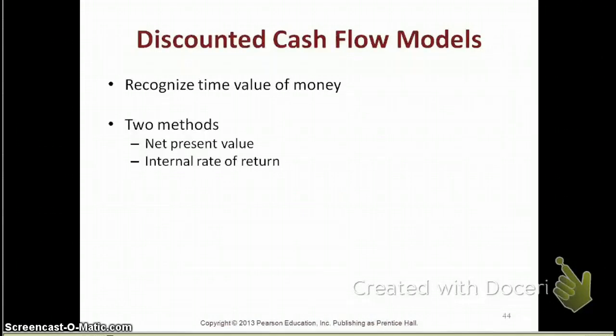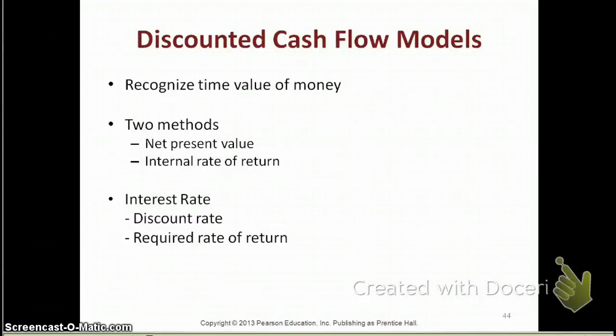There are two methods, the net present value, which we will learn how to calculate, and the internal rate of return, which we're not going to learn how to calculate, but you just need to know what that is. Whenever you're looking at questions that require you to calculate your net present value, you may see the interest rate being called the discount rate, the required rate of return, or the hurdle rate. All three mean the same thing, it's the interest rate.